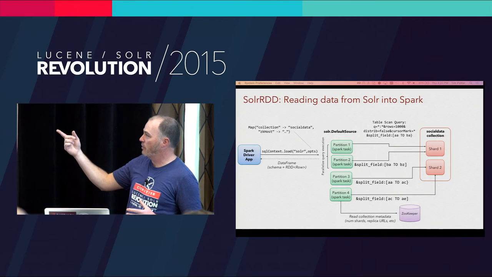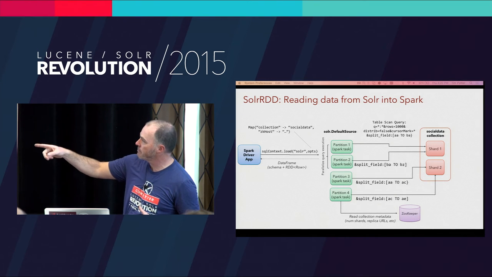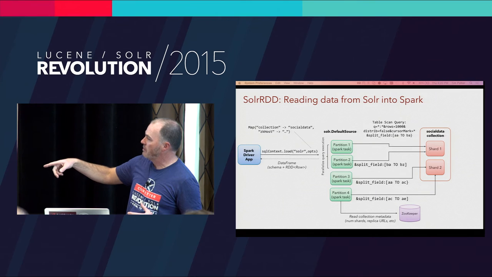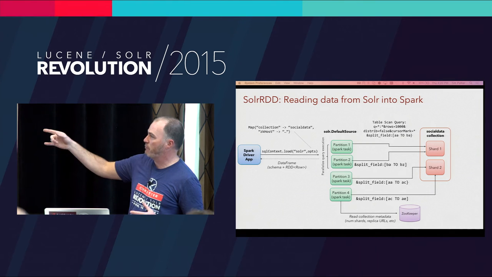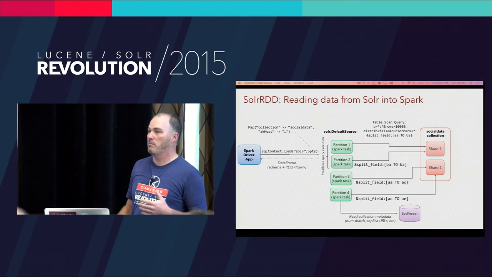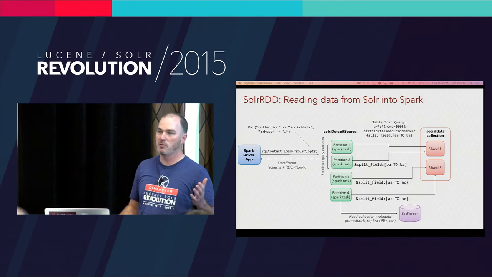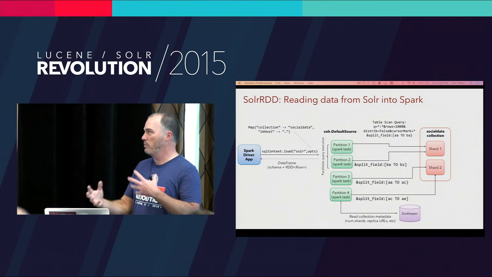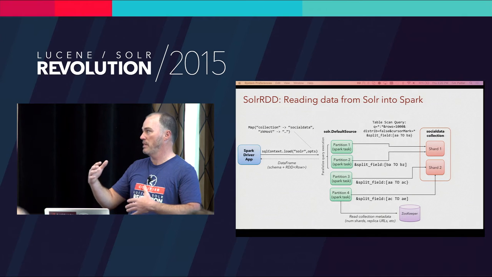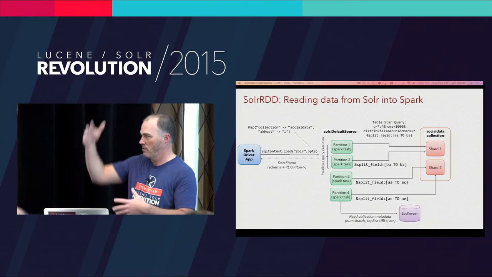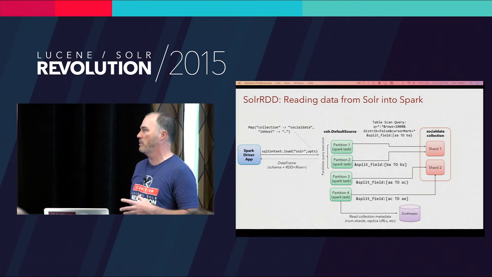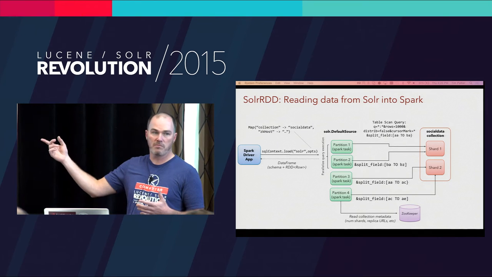One of the key things here is that the split field can be string-based, or it can even be the version field. The version field can be imbalanced, because when documents flow in, you can get spikes if you get a lot of documents flowing in at one time.